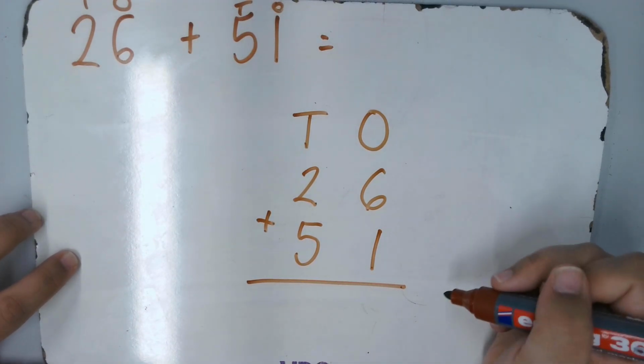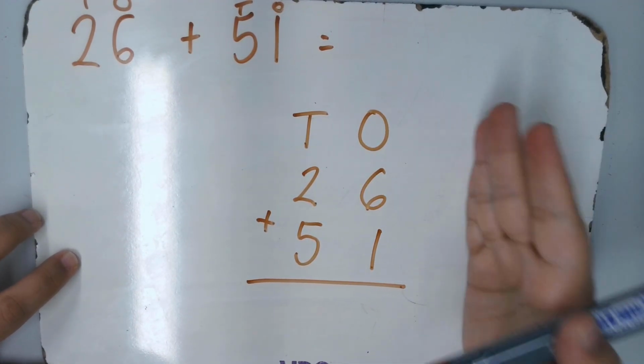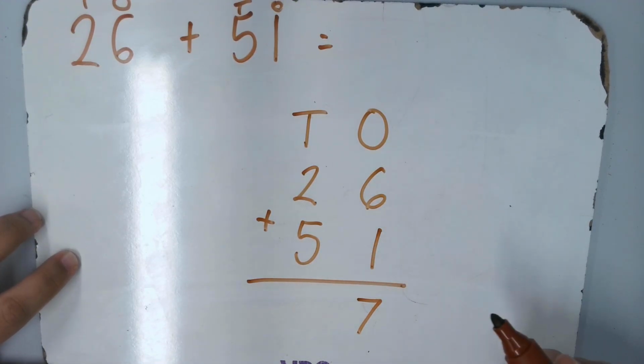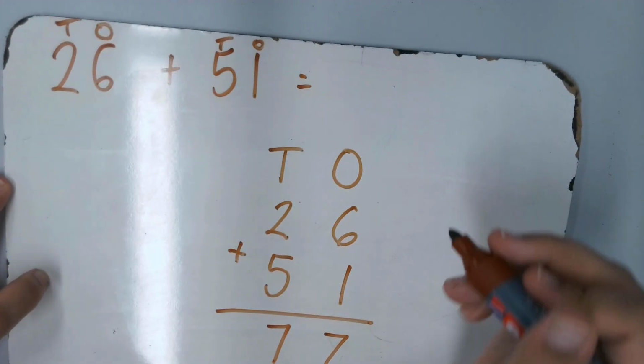Draw our line and let's add with the lowest place value on our right. 6 add 1 is 7. 2 add 5 is 7. Our answer is 77.